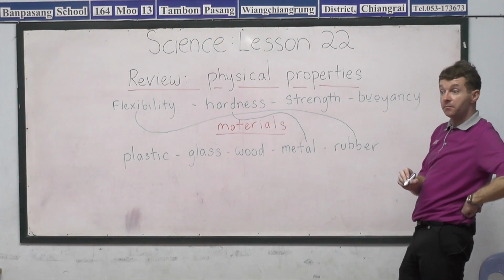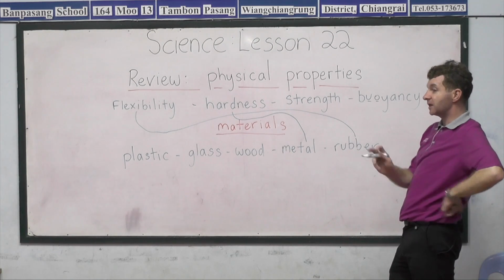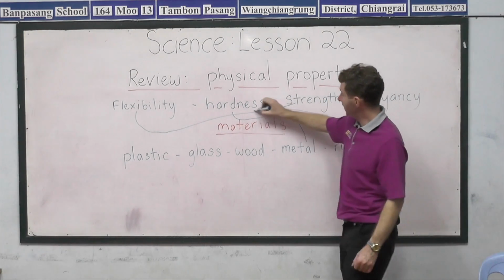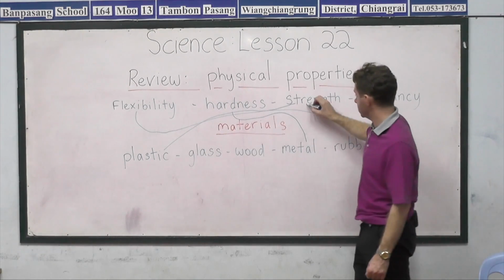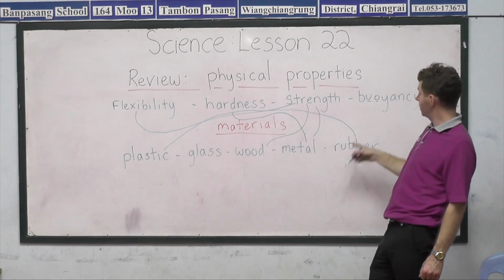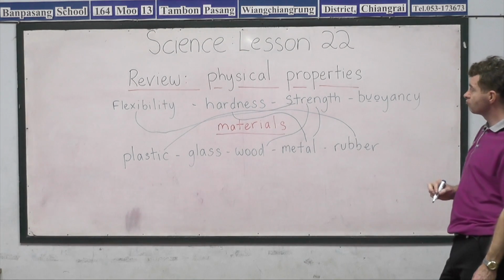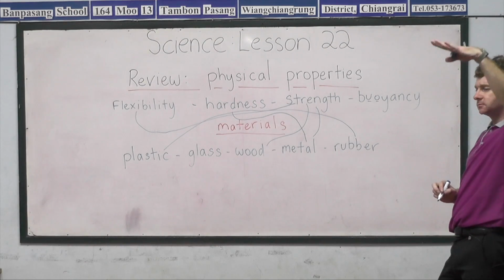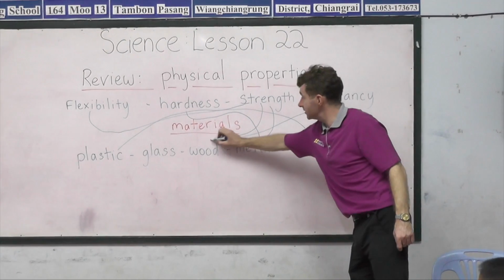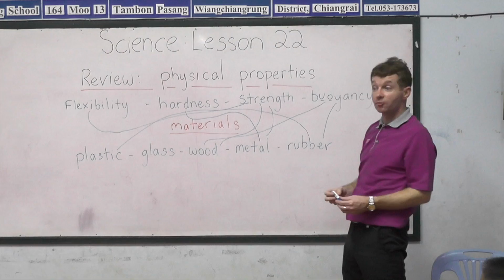Strength. Not really glass, because glass can smash. We can have hard plastic. Really, strength can be plastic, wood, or metal, and some types of rubber. But what about buoyancy? Can glass float? Does glass? Wood. Excellent, Nadia. Buoyancy is wood, and also some types of rubber. Some types of rubber can float.